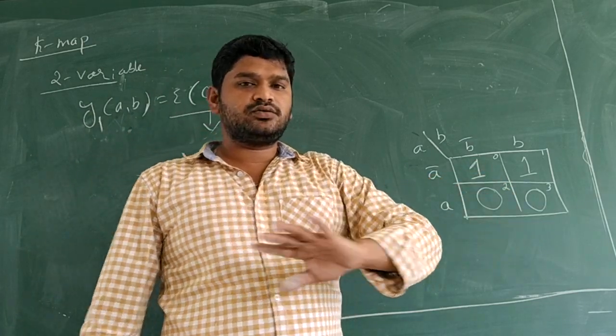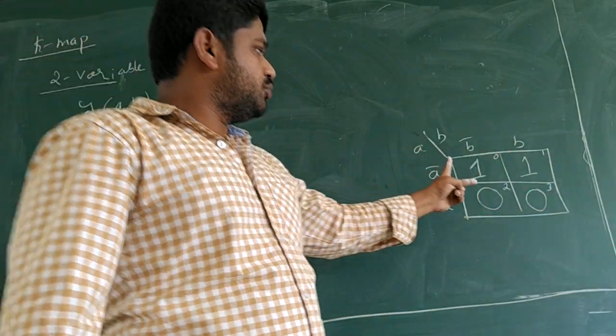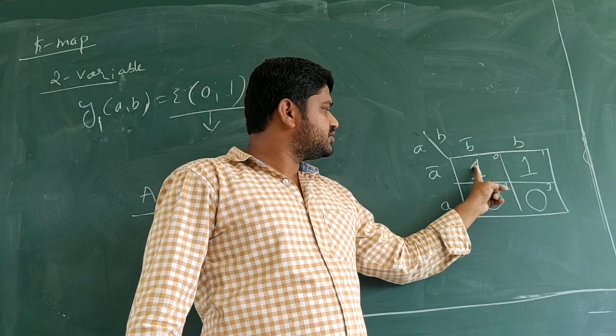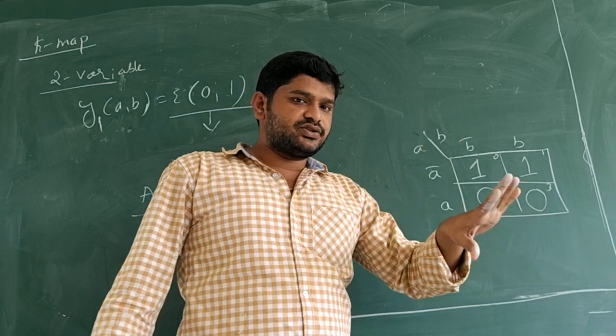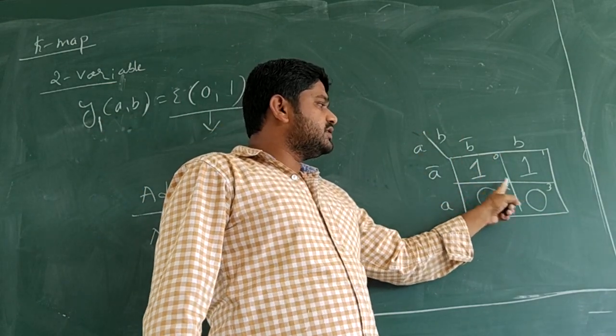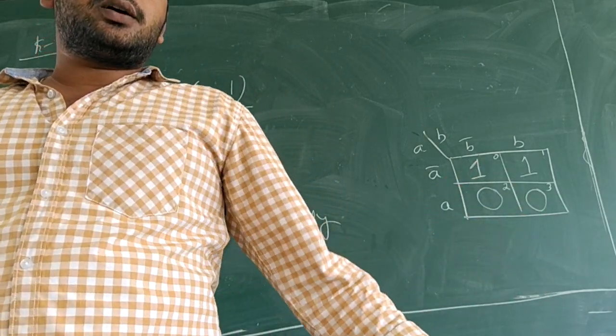0 and 3 not allowed. First thing, they both have different numbers. One is 1, one is 0. First thing, that is not allowed. The second thing is they are diagonal, hence those are not allowed.